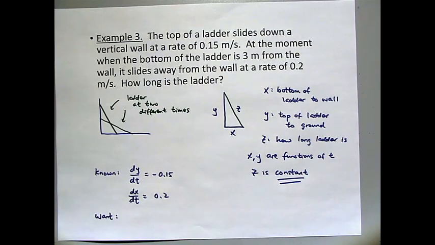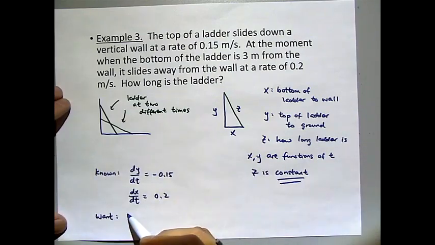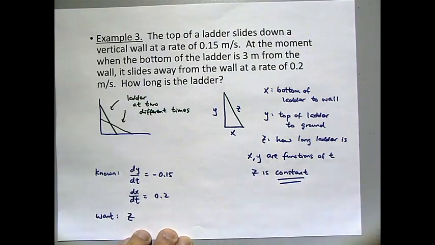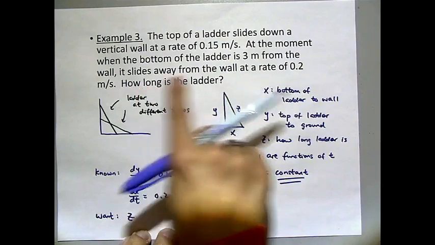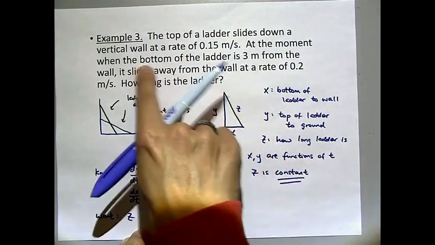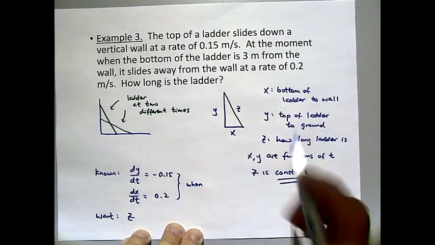Now what we want is actually very simple. How long is the ladder? Well, that's z. And by the way, we know these happen when the bottom of the ladder is 3 meters from the wall. x is equal to 3.